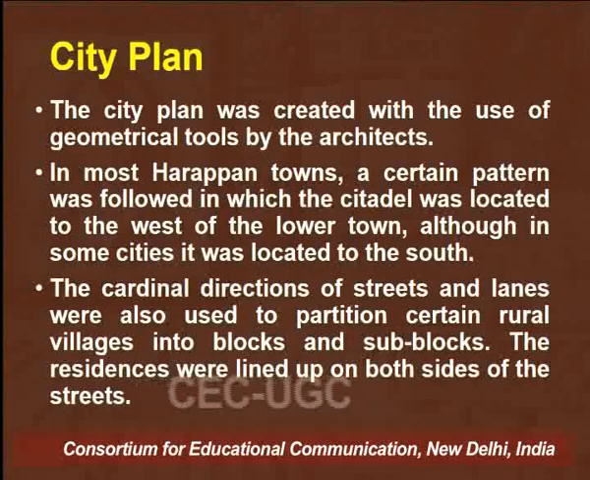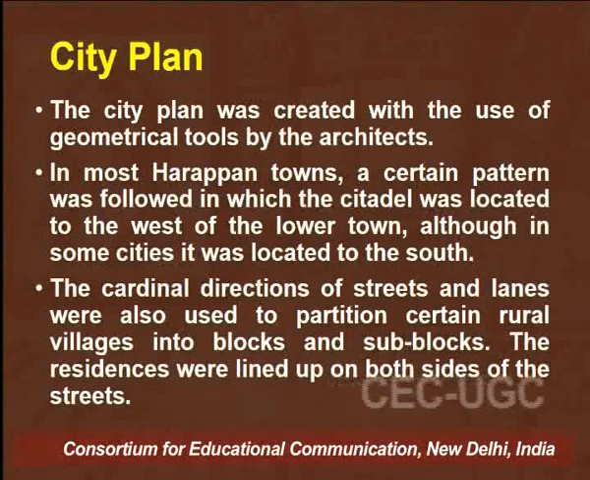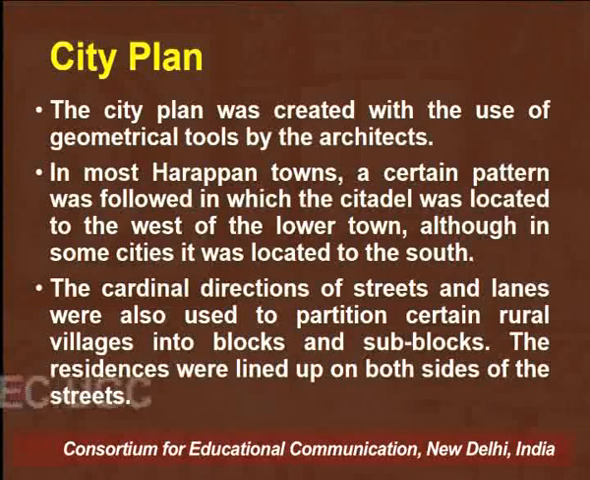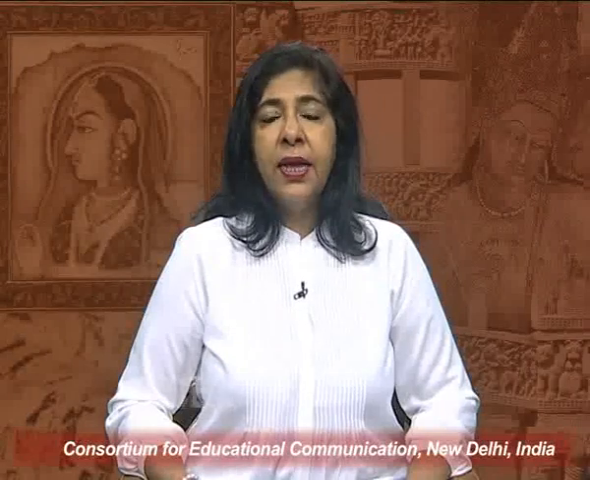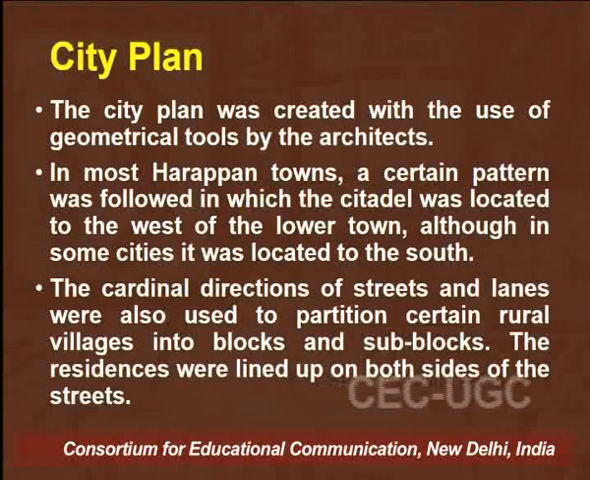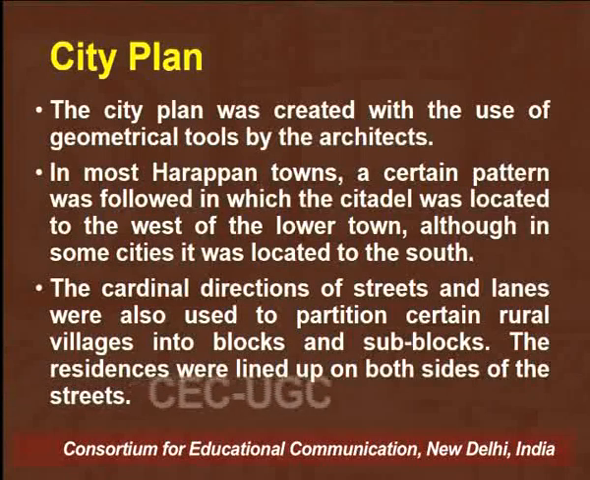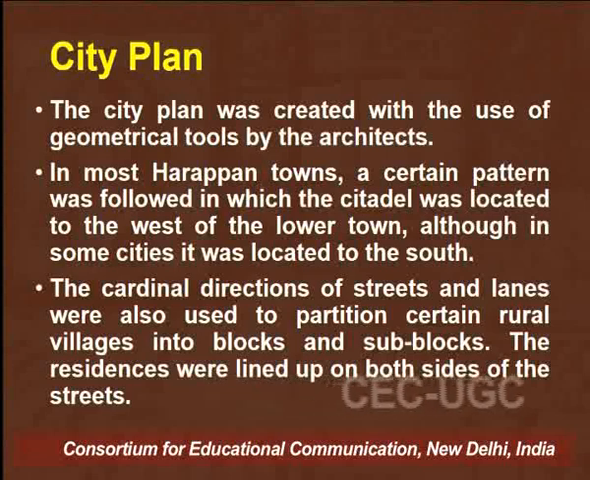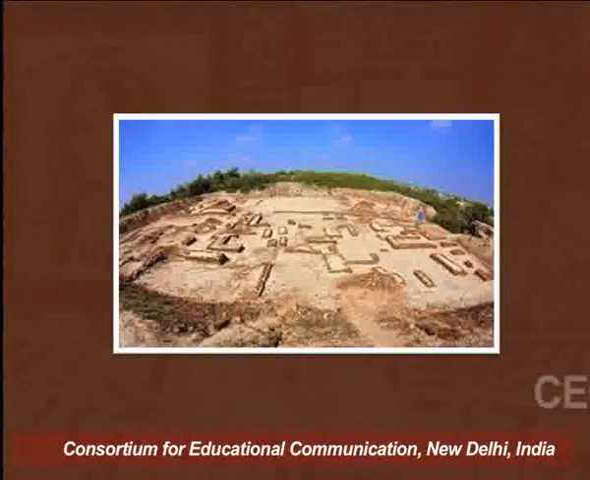In most Harappan towns, a certain pattern was followed in which the citadel was located to the west of the lower town, although in some cities it was even located to the south. The cardinal directions of streets and lanes were also used to partition certain settlements into blocks and sub-blocks. This again was found in most of the urban centers. The residences were lined up on both sides of the streets.